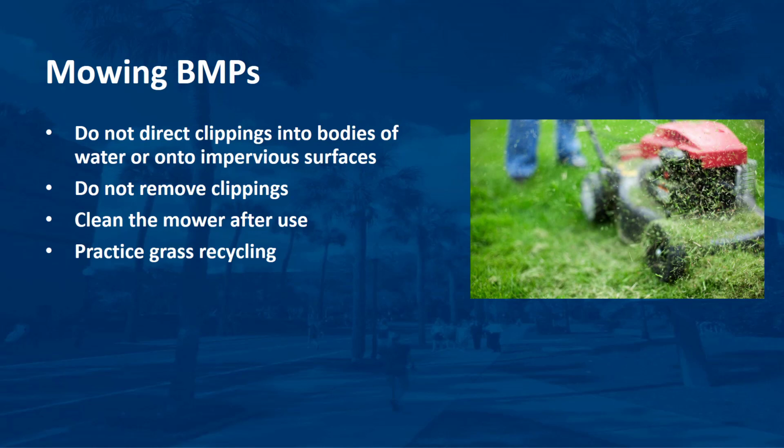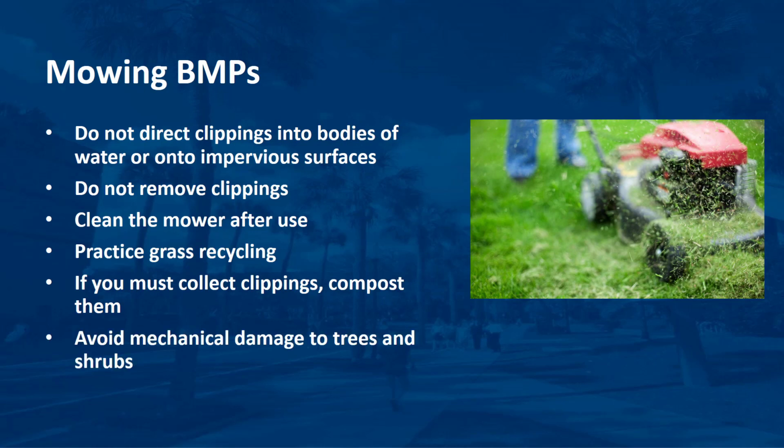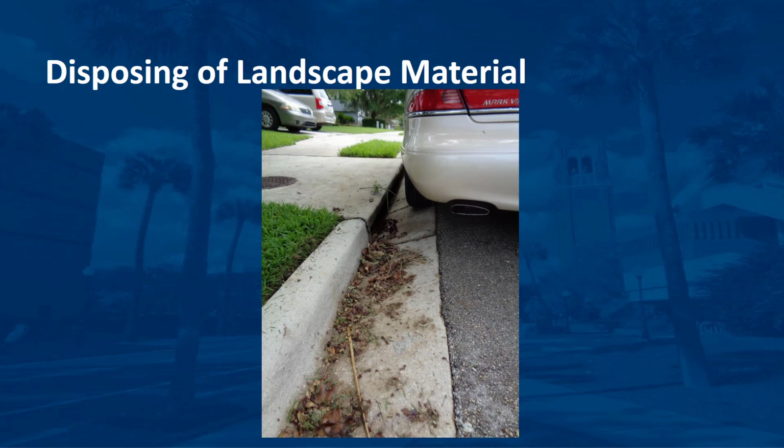Practice grass recycling and return nutrients to the soil. If you must collect clippings, compost them. Use the compost as a soil modifier or mulch. Avoid mechanical damage to trees and shrubs from string trimmers, mowers, and other equipment. Never sweep grass clippings, leaves, or other debris into a storm sewer. This pollutes our water bodies, and in some cases it may clog the system and contribute to flooding.